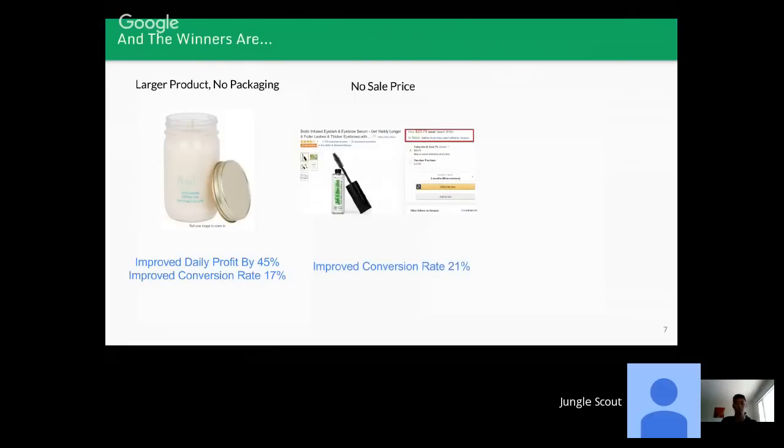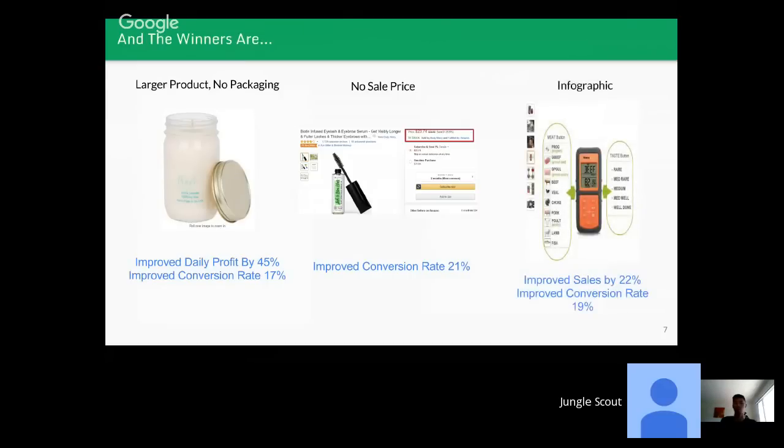This particular product actually, without having a sales price, did better. So the conversion rate improved roughly 20%. And these are all statistically significant. These were run long enough that we could draw statistical significance. And the last one, the infographic, did better than the lifestyle photo, and it improved sales by about 20% again.